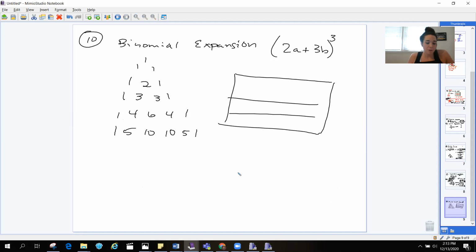All right, binomial expansion. There is, I think, one of these questions on the final. Y'all seem to have done pretty well on this. It should be pretty good. So if it asks you what is the expanded form of this, you're going to use the binomial expansion.